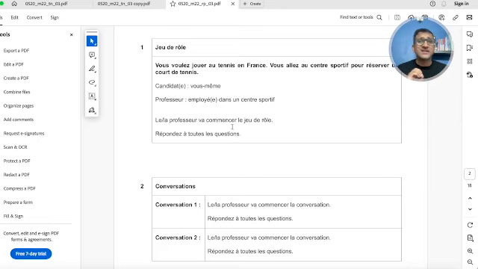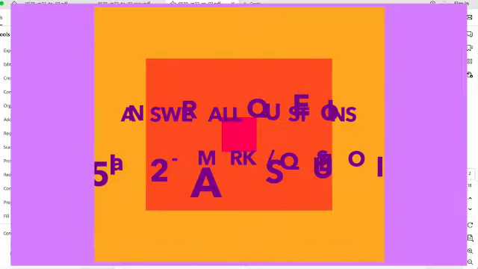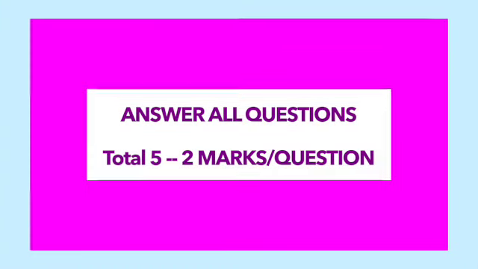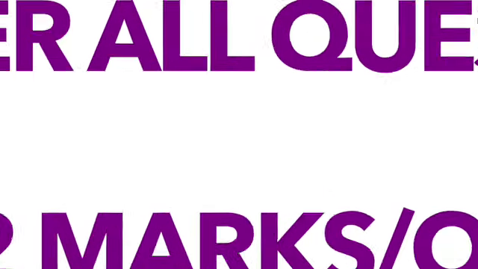What are the elements which are fixed in each card? The role is always written on top. This candidat vous-même is written, and whatever role the professor plays is always written. And here is written le or la professeur. If your professor is female, it becomes la professeur. If the teacher is male, then le professeur. He or she va commencer le jeu de rôle. So the teacher is going to start the role play, and it's written répondez à toutes les questions. So you need to answer all the questions to get 10 marks. Why am I saying 10 marks? Because each question carries 2 marks.